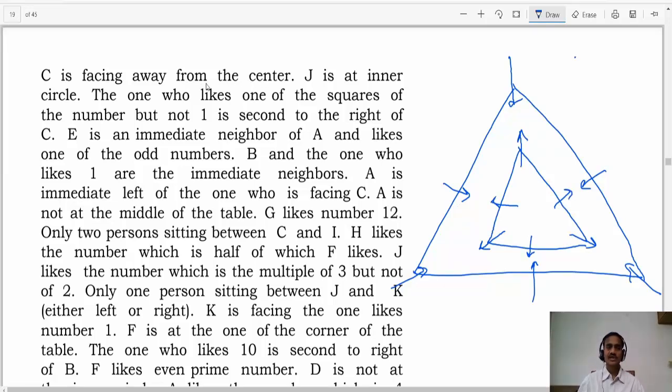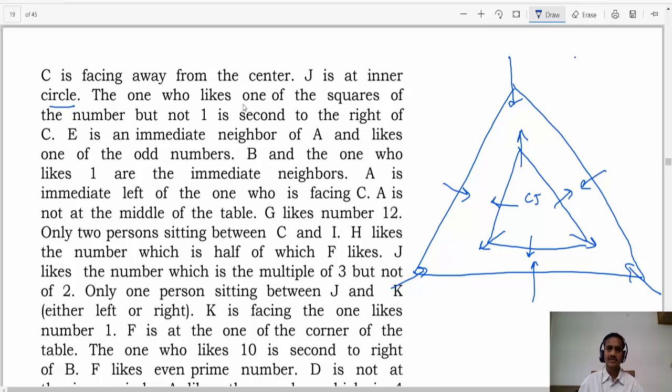She is facing away from the center. Where should this C be? C must be in the inner circle. Okay, C is facing away from the center, and J is in the inner circle. C and J, both are in the inner circle. C is away from the center, and J is at the inner circle.